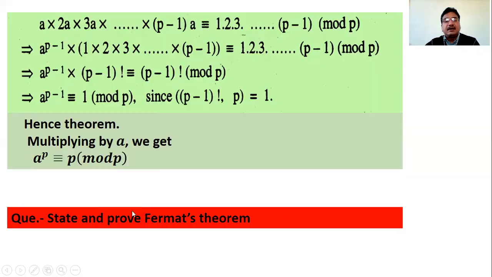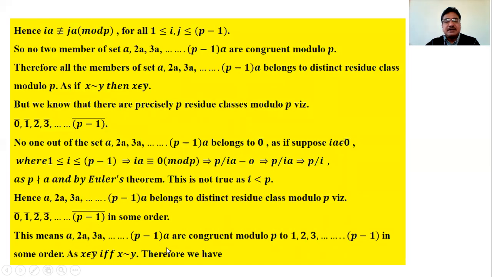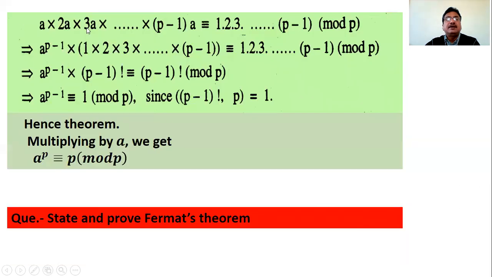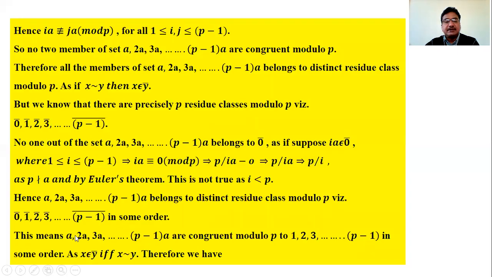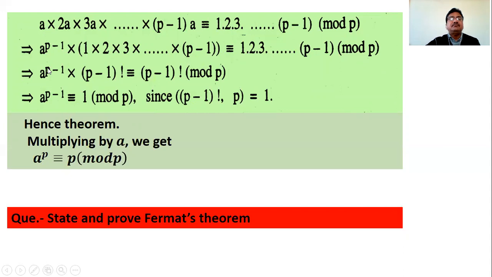And what is the meaning of this statement? That is, A is congruent to one of these, 2A is congruent to one of these, up to P minus 1 times A is congruent to one of these, and therefore the multiplication of this is congruent to the multiplication of this modulo P. That is, A into 2A into 3A up to P minus 1 times A is congruent to 1 into 2 into 3 up to P minus 1 modulo P. And take A as common. The multiplication of A, P minus 1 times, is A raised to P minus 1. That is, if we multiply A 3 times, then we have A raised to 3. If we multiply A 4 times, then we have A raised to 4.